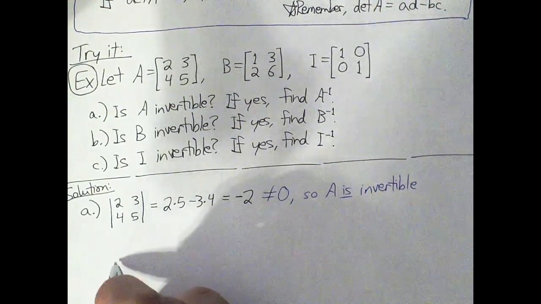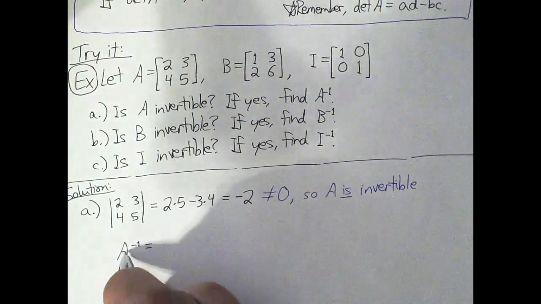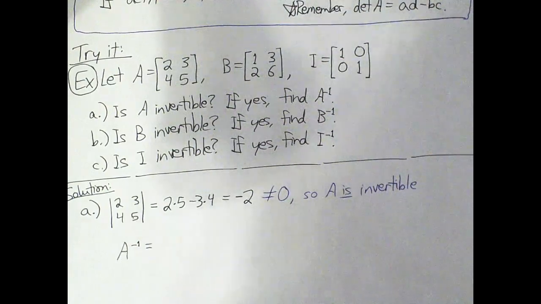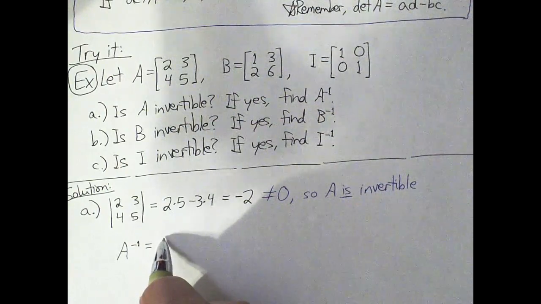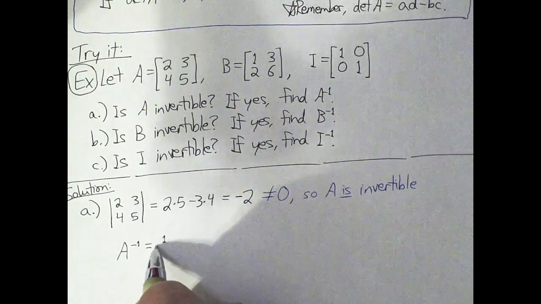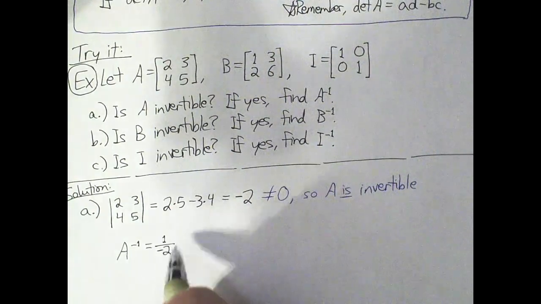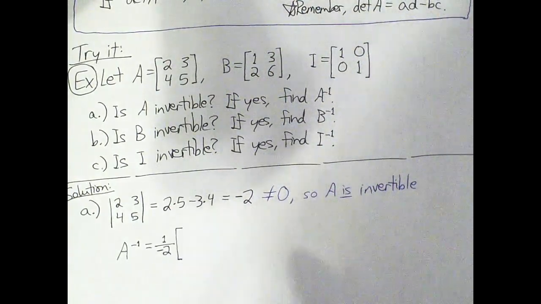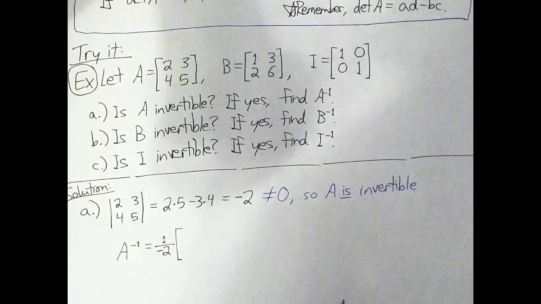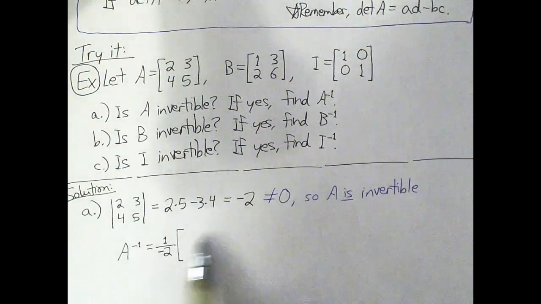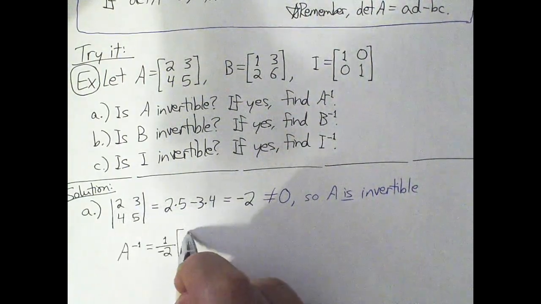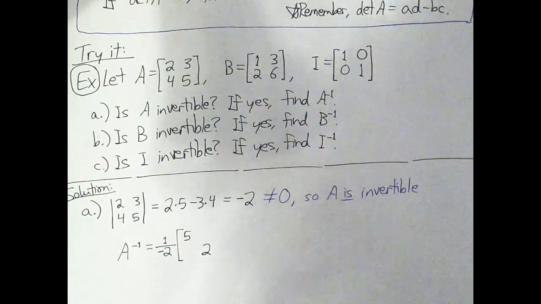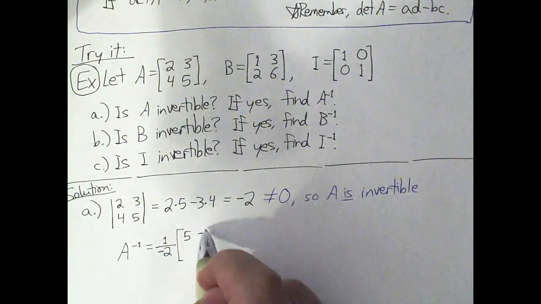Okay, so A inverse is equal to, the formula that we wrote above says that you start with 1 over the determinant. Well, it's useful then that we already found the determinant, right? 1 over negative 2 times the matrix. You know how up above in the summary we wrote it as D, negative B, negative C, A? So in this case, I think of it as the 2 and the 5 swap places. The 3 and the 4 stay where they are but become negative.